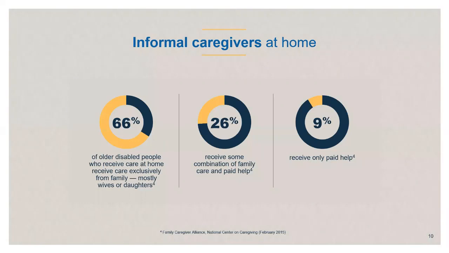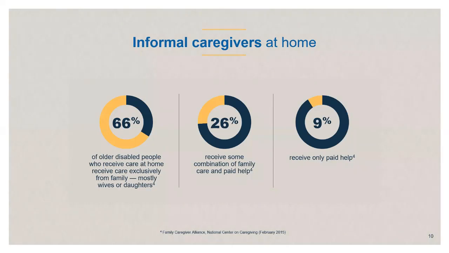So the next slide here, informal caregivers at home. If we just look at these statistics here, 66% of older disabled people who receive care at home receive care exclusively from family, mostly wives or daughters. 26% receive some combination, and 9% receive only paid help. So 66%, that first stat, of people receive care with no formal care help. Only products that offer long-term care benefits that can be used to pay informal caregivers will address the needs of these clients, which is 2/3. So it is important to take a look at that informal caregiving.